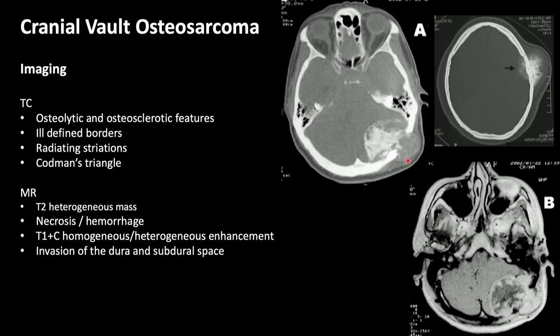The findings on MR images include a T2 heterogeneous mass, maybe with necrosis or hemorrhage, and on T1 post-gadolinium, there is homogeneous to heterogeneous enhancement with invasion of the dura and subdural space, as we saw in our patient in this example.